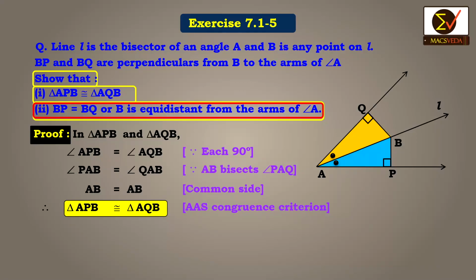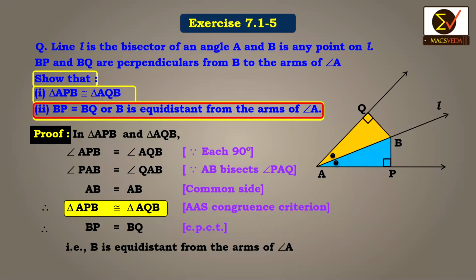Now, because these two triangles are congruent, the corresponding parts of congruent triangles are equal. So here we need to prove BP and BQ are equal because they are the corresponding parts of the congruent triangles. Hence, BP is equal to BQ by CPCT property. What does it mean? B is equidistant from the arms of angle A, that is to this AP and AQ. This B is at equidistance.